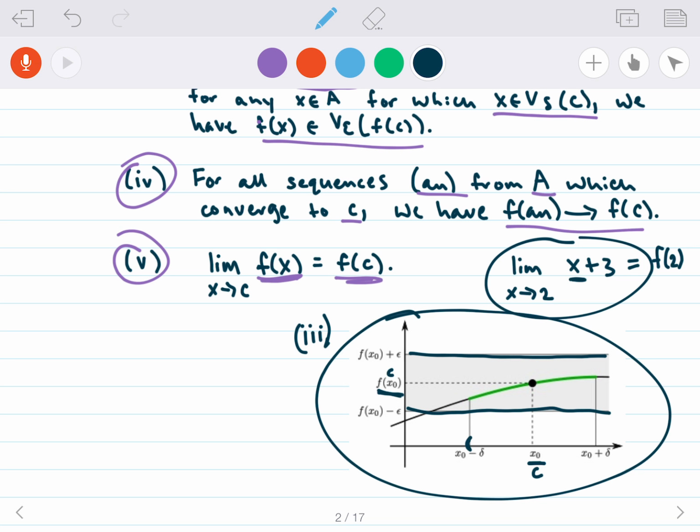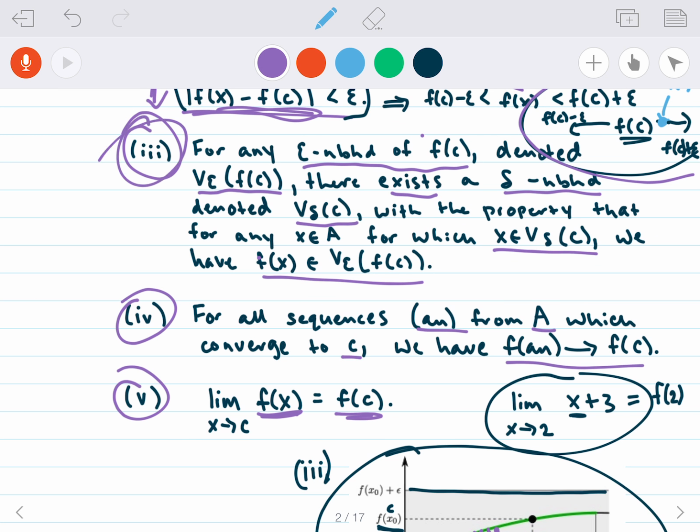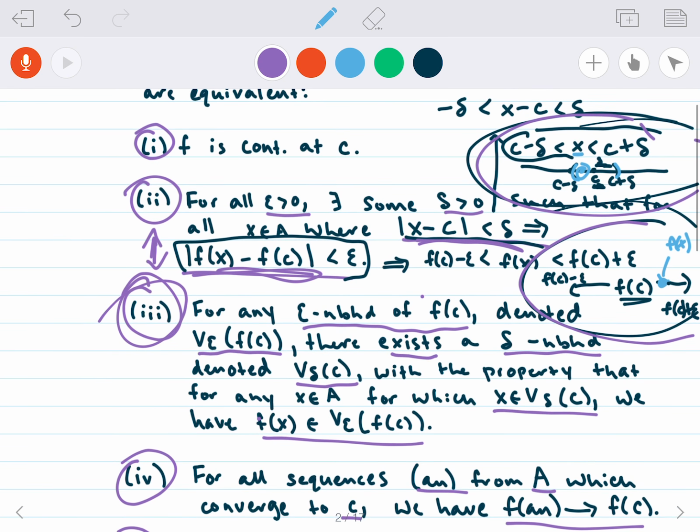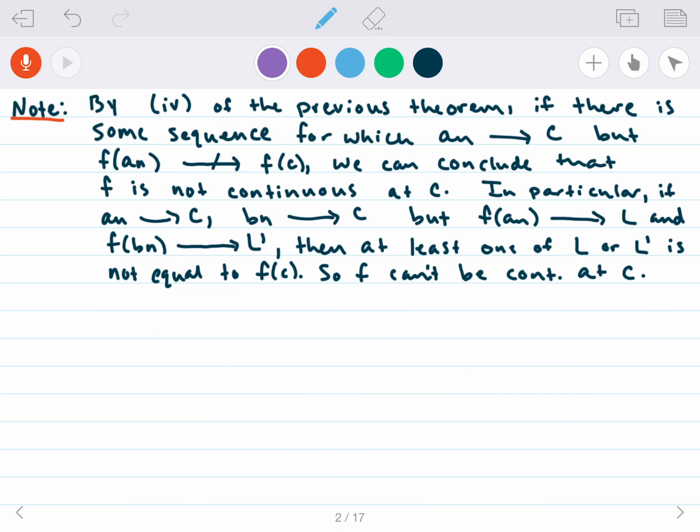So I give you this delta neighborhood, with the left endpoint being x naught minus delta, the right endpoint being x naught plus delta. And I can see from this picture that indeed every single x in here, when I apply f of x to it, is going to land in my gray region. And that's exactly what this is saying. So those are 5 equivalent ways to look at continuity at a point C.